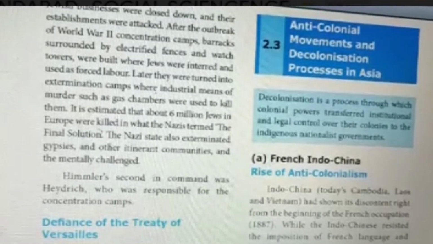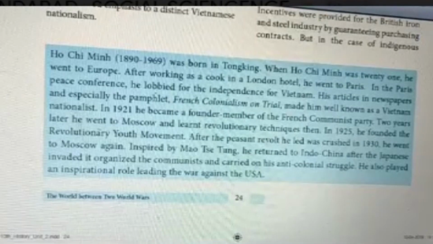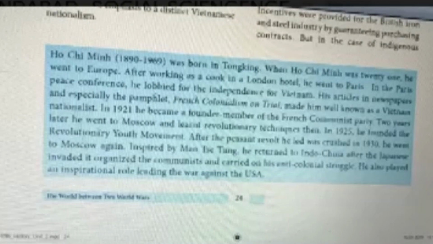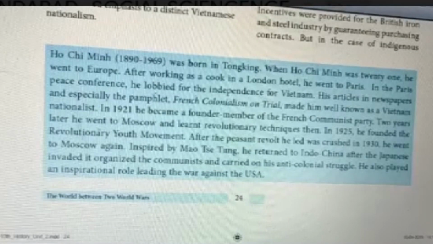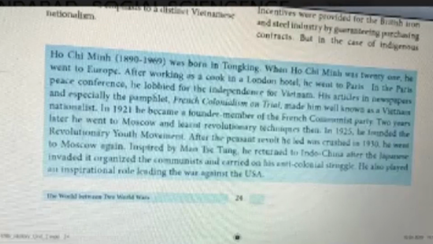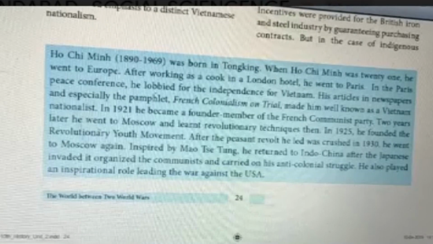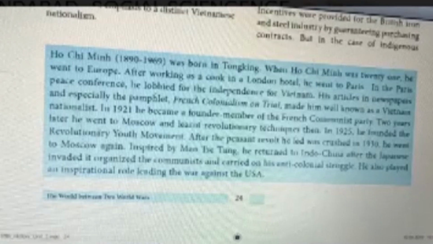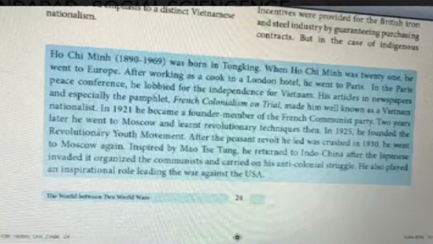Next, Ho Chi Minh, 1890 to 1969. He was a Vietnamese nationalist leader, born on 19th May 1890 in Tonkin in central Vietnam. Vietnam was then a French colony known as French Indochina.